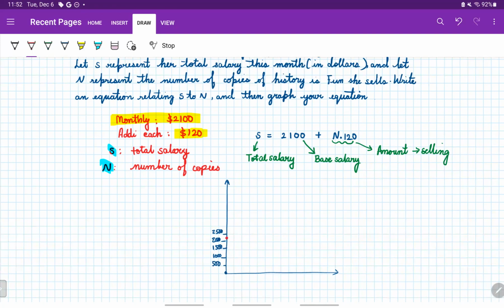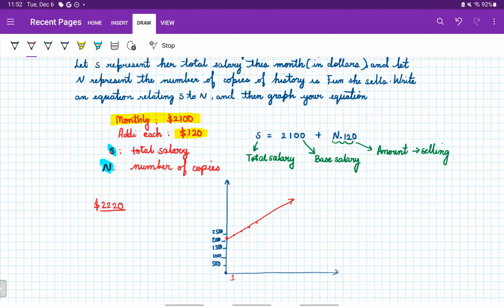And then for each copy she sells, she's going to earn $120 more. So if she sells 1 copy, that would be 2,220. So that would be somewhere here. And then slowly, as she sells more and more, her salary increases in a linear fashion this way. And that will be the graph for the equation. So the more copies she sells, the more money she makes. And the amount of change in money she makes for each copy is $120.